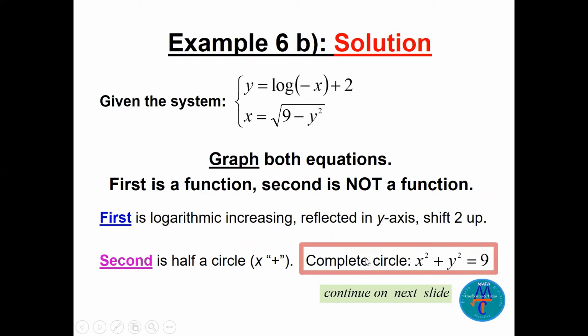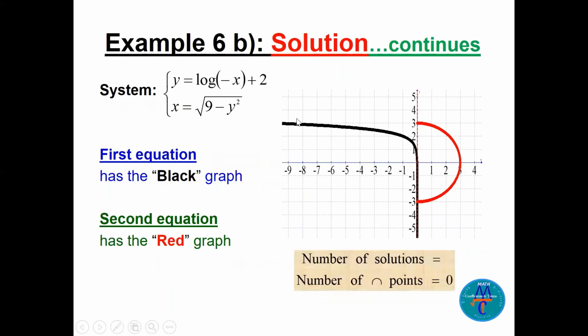Now the complete circle, remember, we should have an equation like this: x squared plus y squared is equal to 9. That's a complete circle. And this one is half a circle. No intersection. See, this is positive x. Positive x is in quadrant 1 and 4. So that's half the circle here.